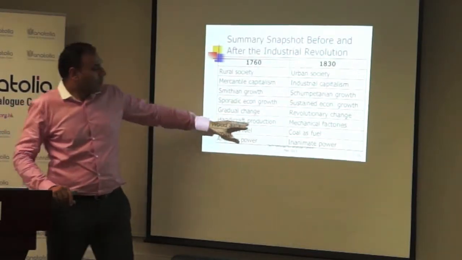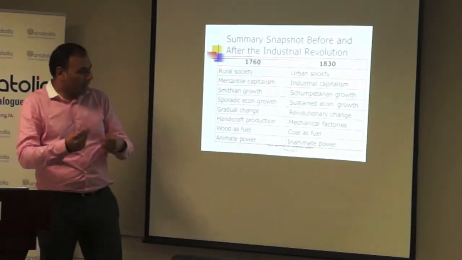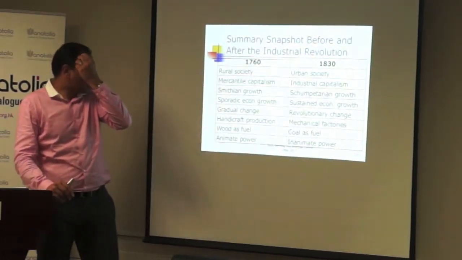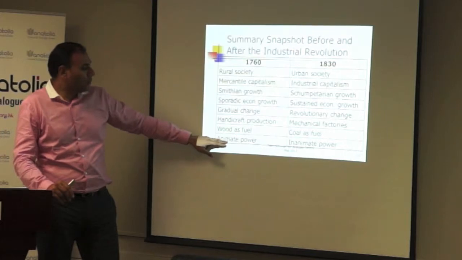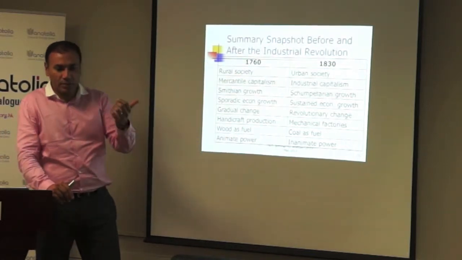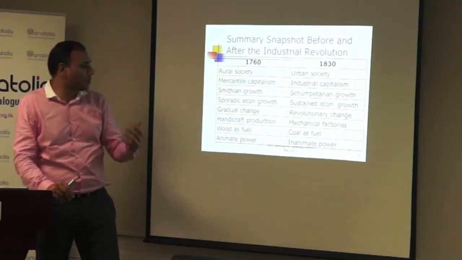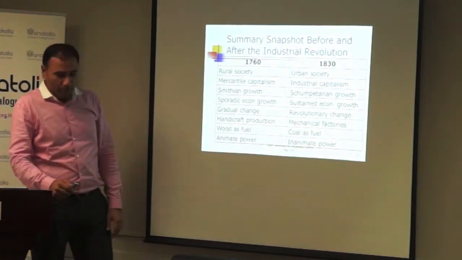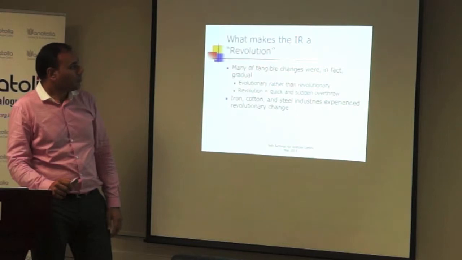Prior to the Industrial Revolution, there was handicraft production. People made things with their hands. After the Industrial Revolution, people made things in factories. Before the Industrial Revolution, the main source of power was animals, cows, horses, and so forth, humans. After the Industrial Revolution, the steam engine became the main source of power.